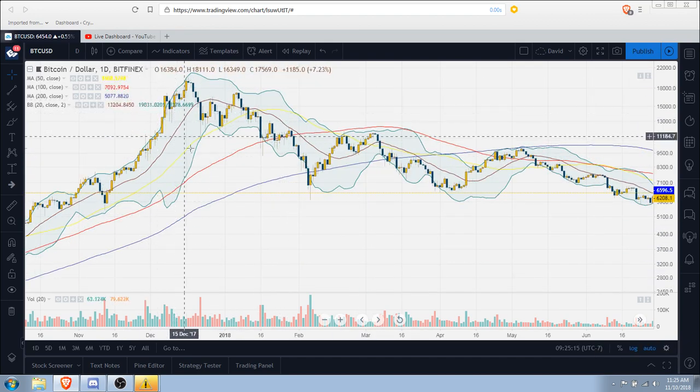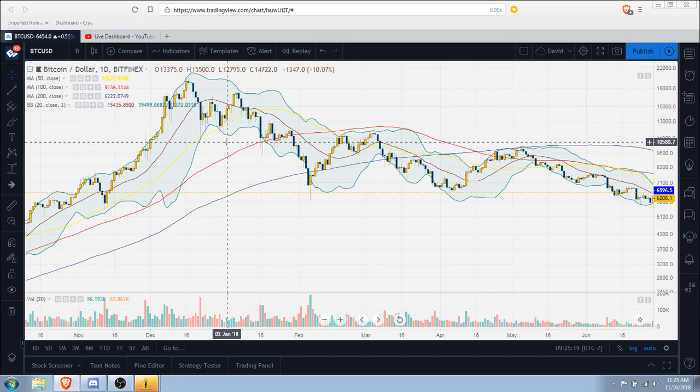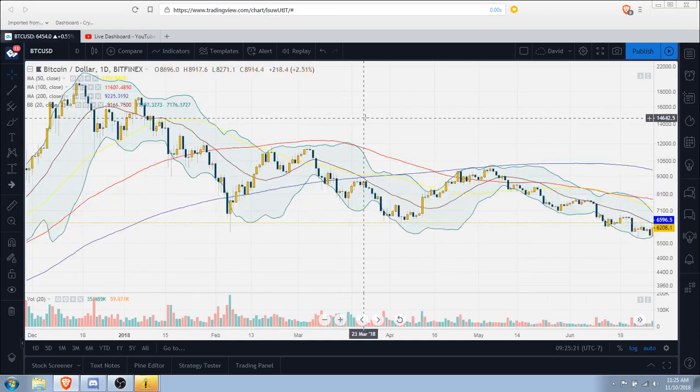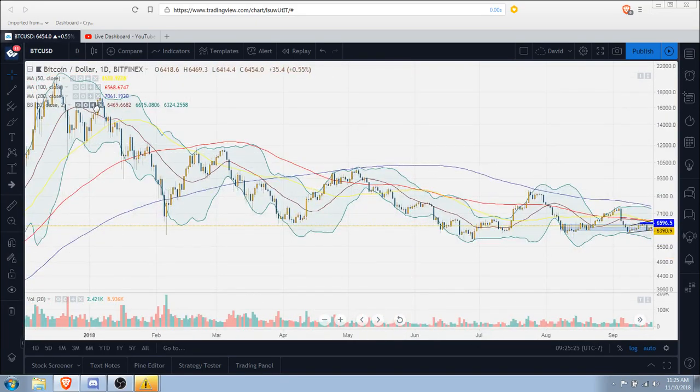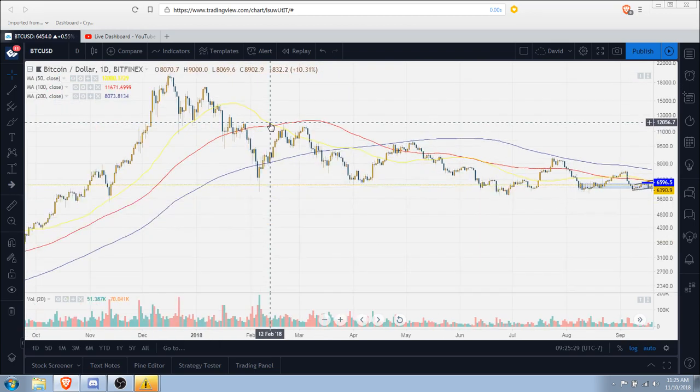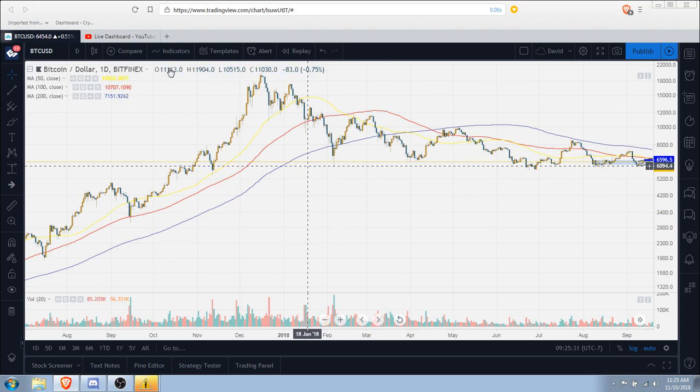And then the outer bands are almost like a moving average of volatility, or the average volatile range. But it is a moving average strategy. That one's a bit more complex, but it does use moving averages as the basis for the indicator.